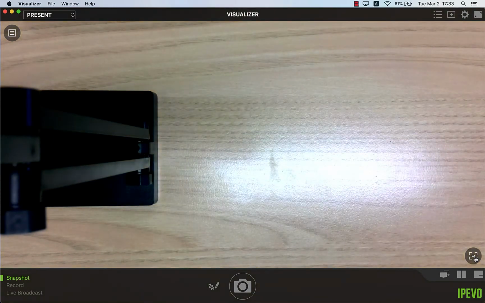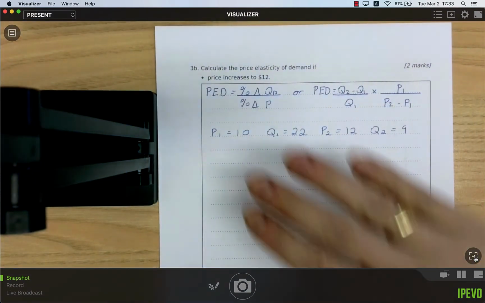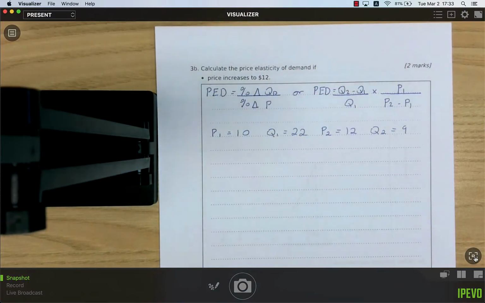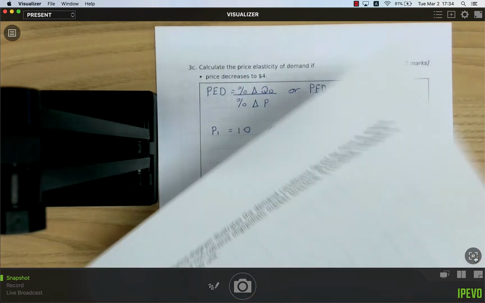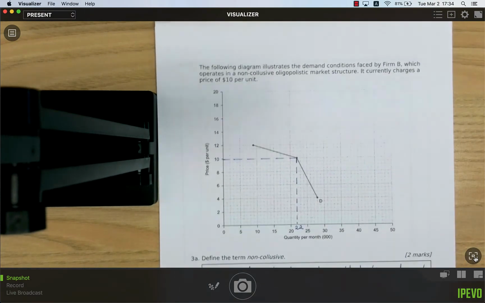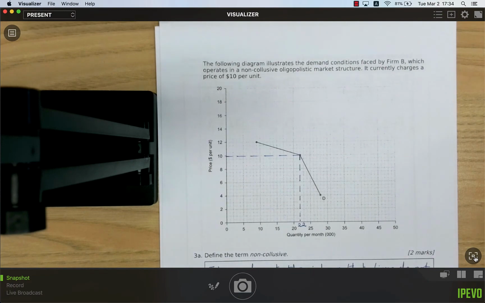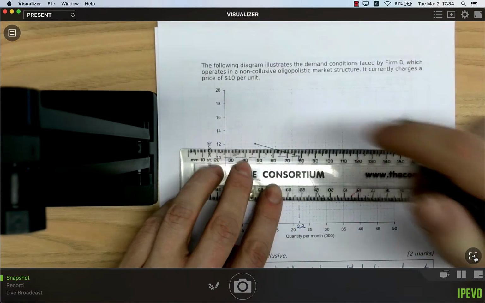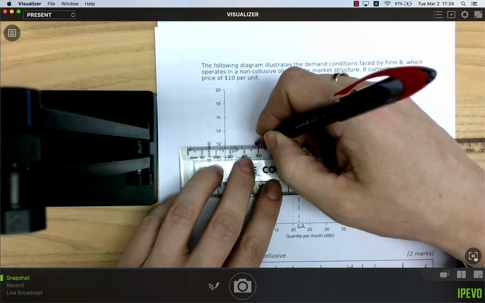Now this is very important. Calculate the price elasticity of demand if price increases to $12. Well, it would be massively important and necessary to know what the quantity demanded is, or what it has changed to.